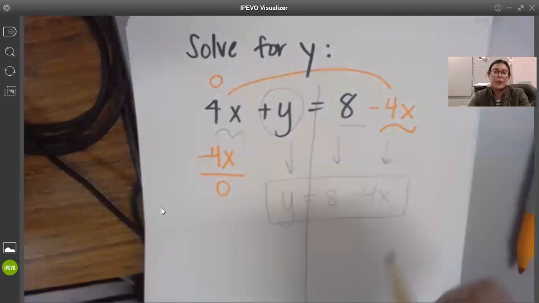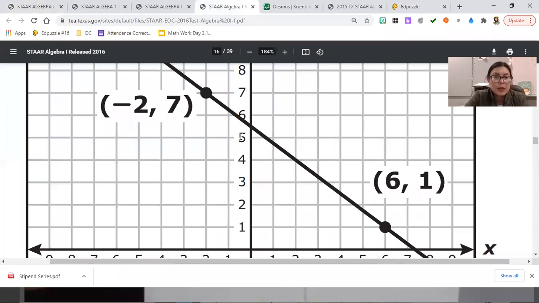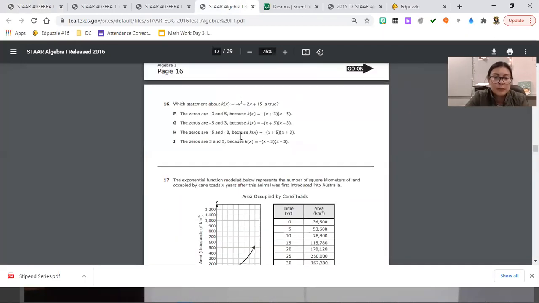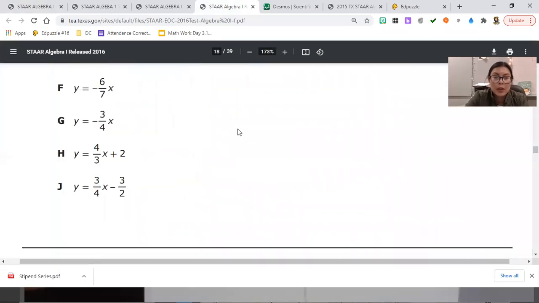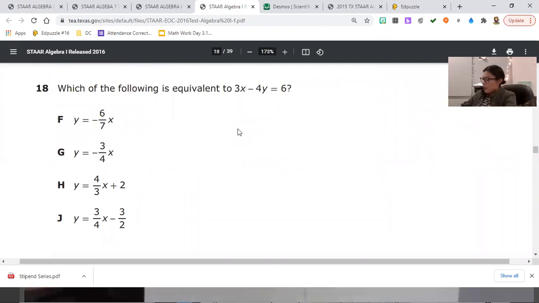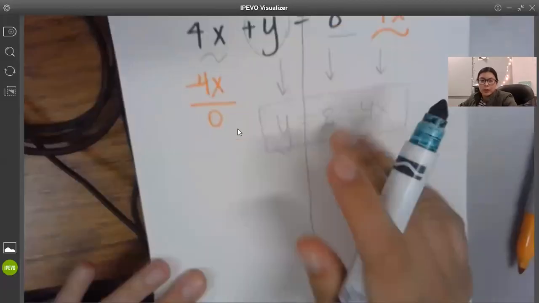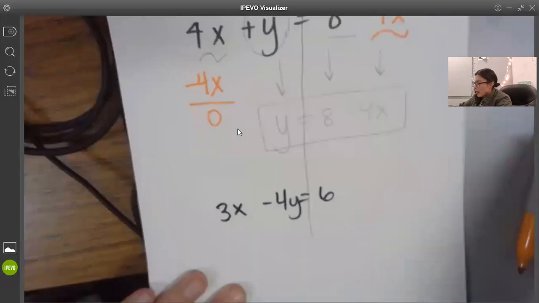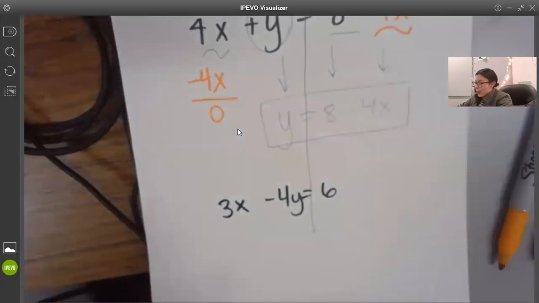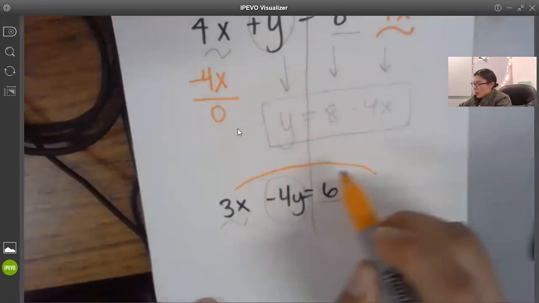So let's do an example. Let's see what we have on here. Okay, so let's look at this one. So I'm going to zoom in and we're going to solve this problem. What was it again? 3x minus 4y equals 6. So again, we want to know what do we need to move. This is a circle. This is no x and y. This is an x. So we need to move this one because it's not a y. So subtract.